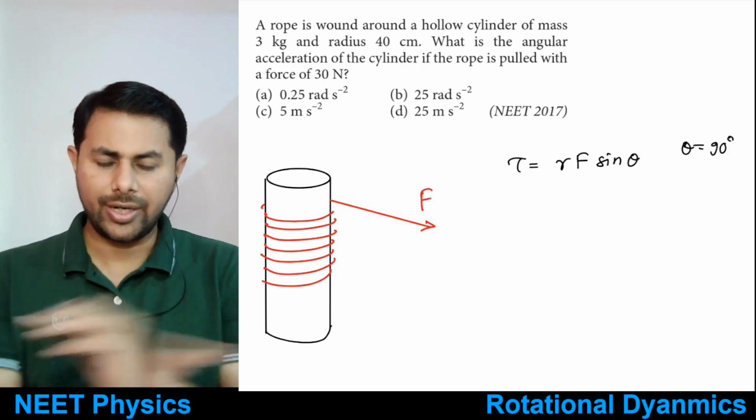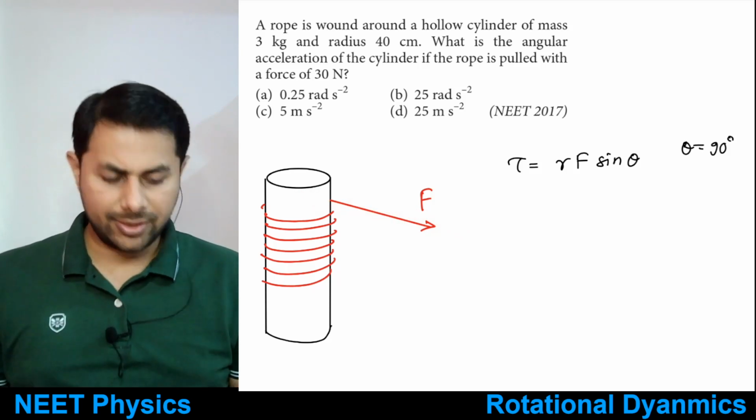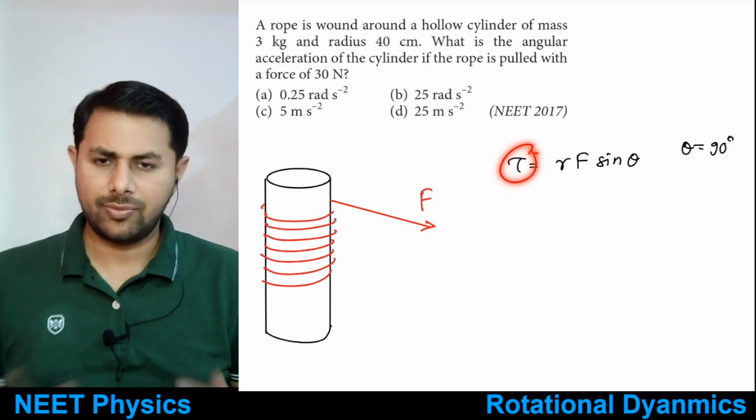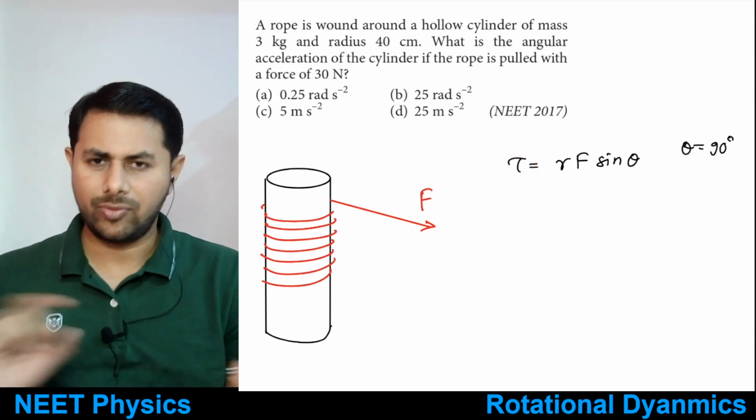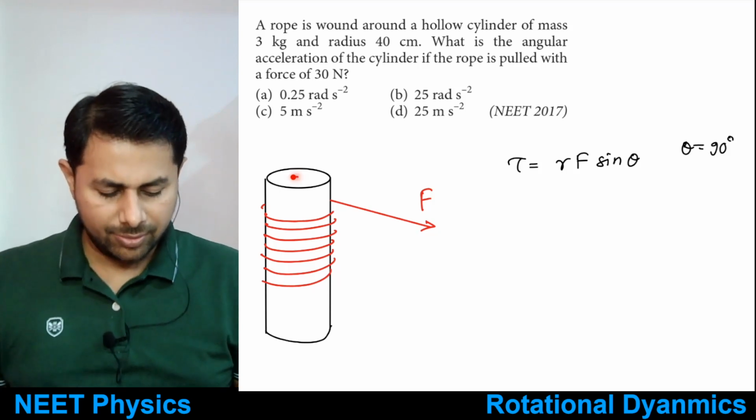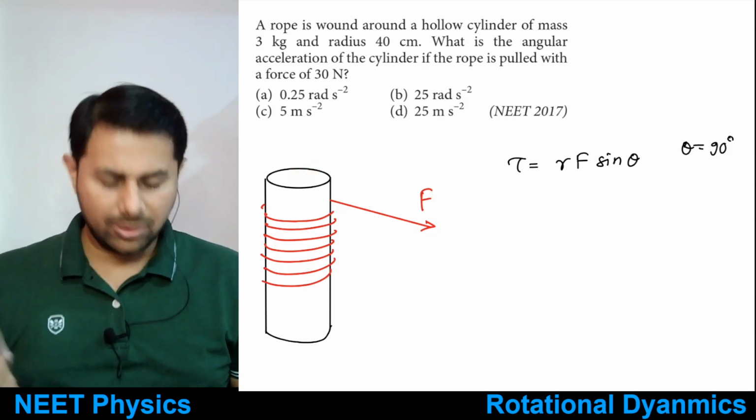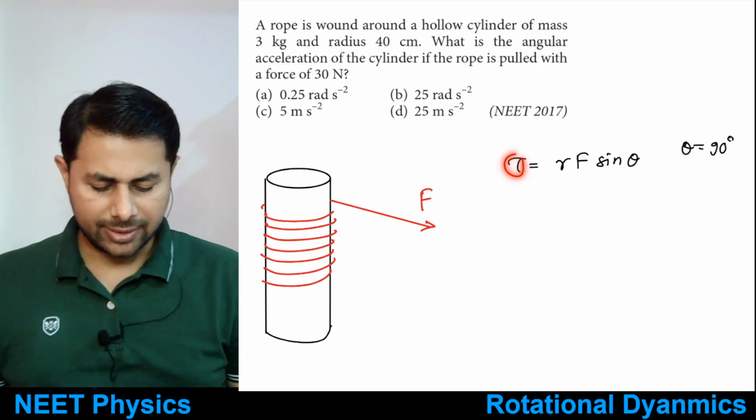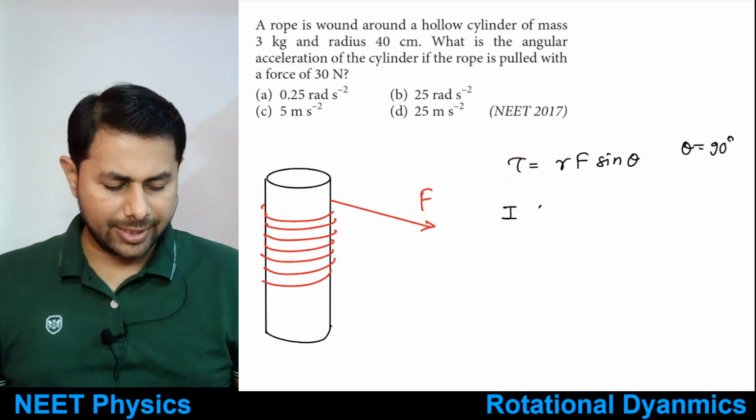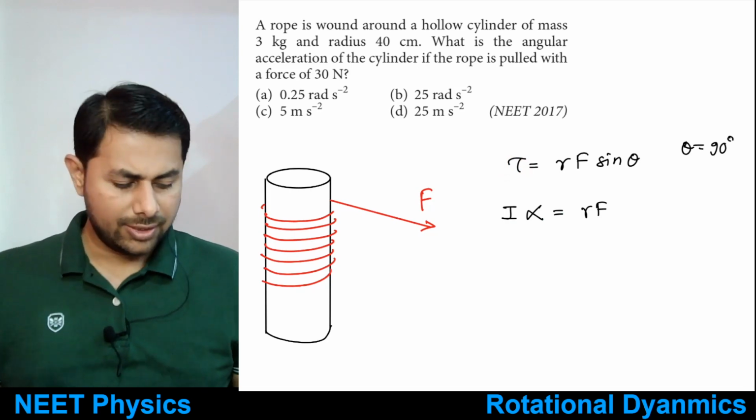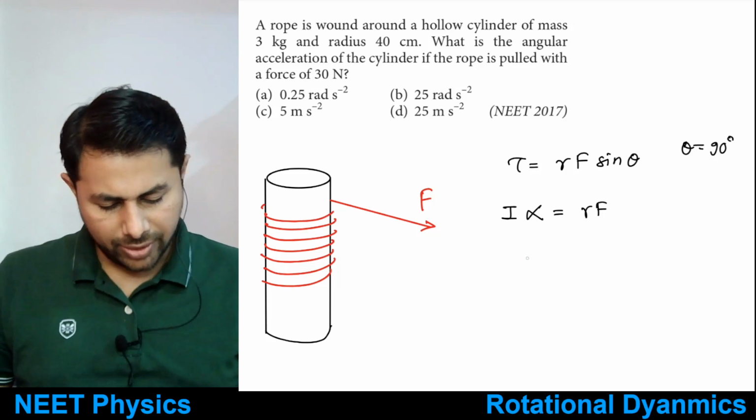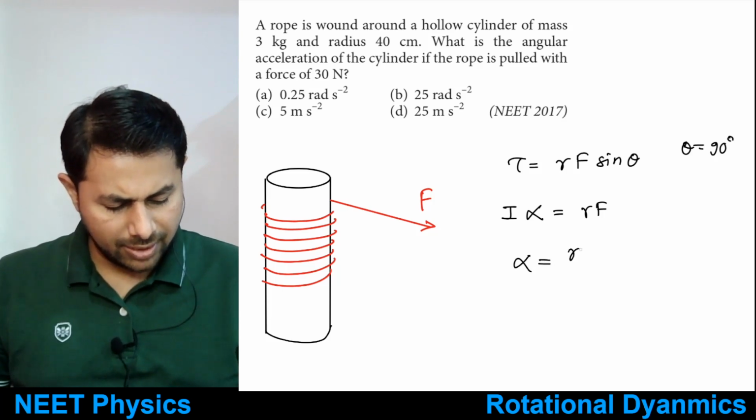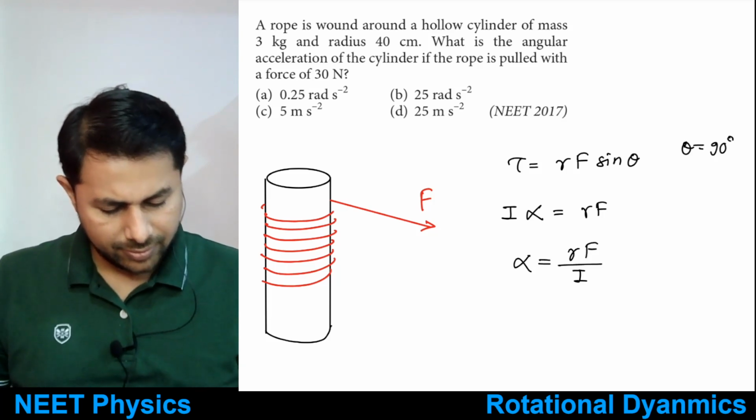The cylinder will rotate with some angular acceleration, and we can write this torque as I into alpha. So I times alpha is equal to R times F, because sine 90 is 1. You want angular acceleration only, so it is R F divided by I. Very simple.